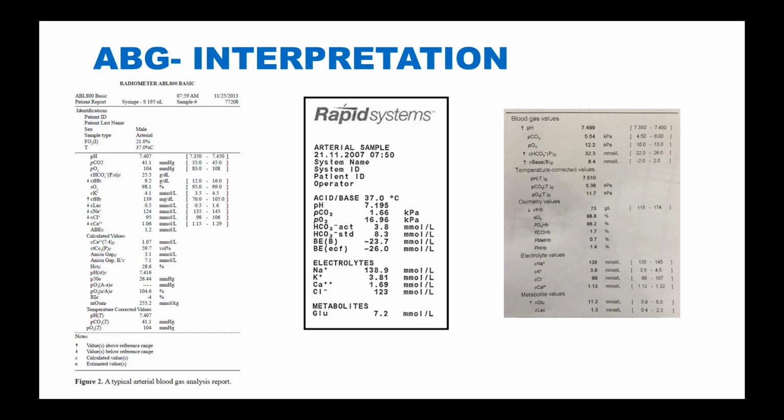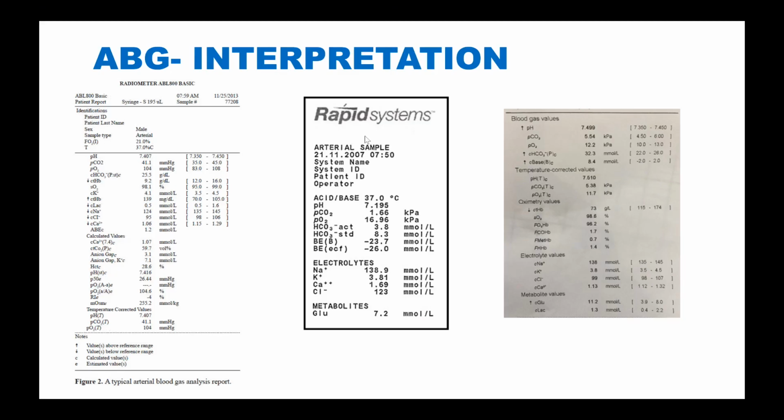So what is the first thing you will do once the report is given to you? Patient identification, name, sample. Yes, very good. First, make sure that it is a report of the patient for whom you have done the test. So go through all the identifications. In this first report, it is all given: patient ID, patient last name, sex, sample taken, whether it is arterial or venous, FiO2, temperature. These are all important parameters that have to be given.